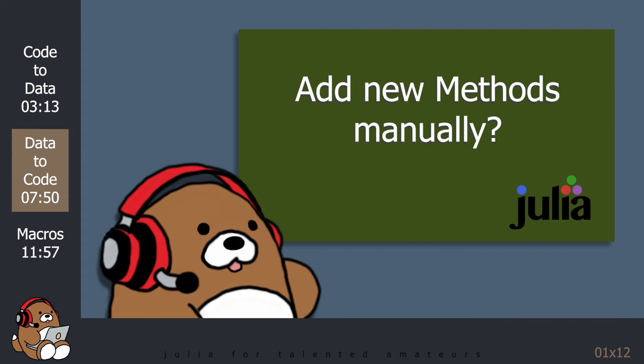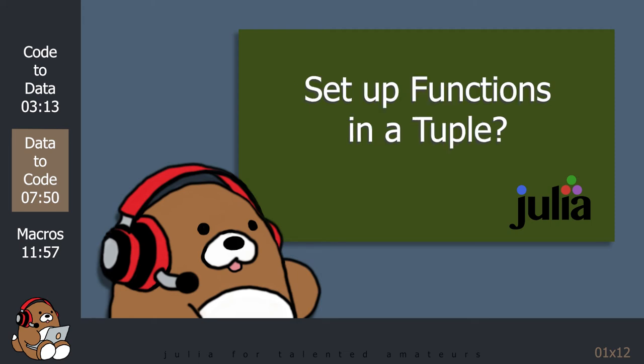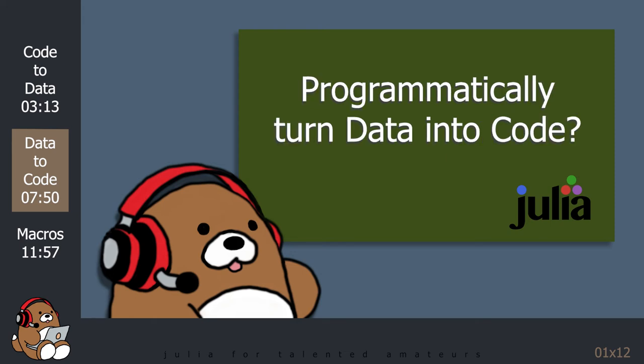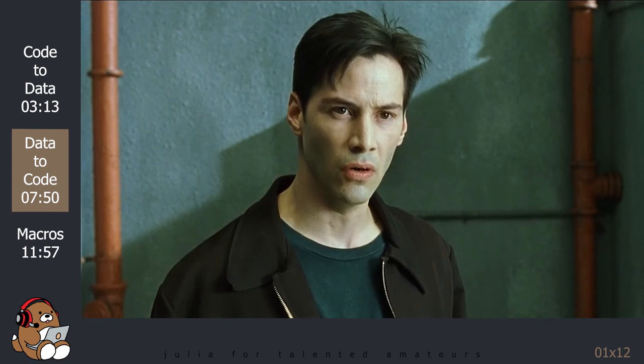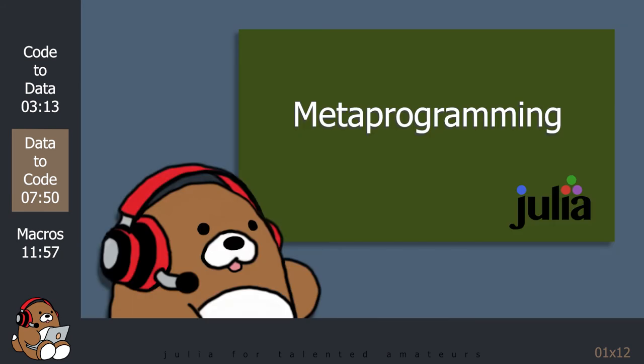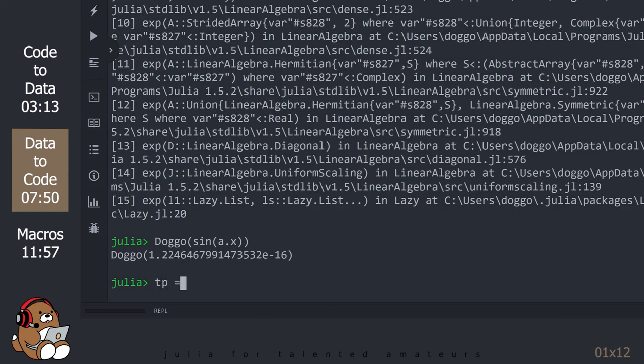You can add a new method to each function manually, like you learned in tutorial number 7. However, it would be more convenient if you could somehow set up all of these functions in a data structure, like a tuple, and then use a for loop to iterate over the data to generate new code to create new methods for all of those functions. That would be like using data to generate new code, or writing a program to write another program. This is clearly not conventional programming, but with metaprogramming, this is possible. Here's how to do that in Julia.